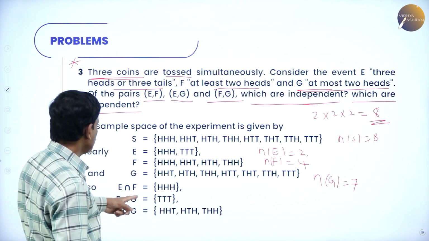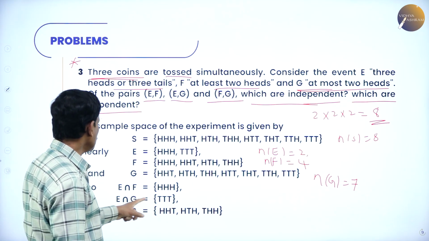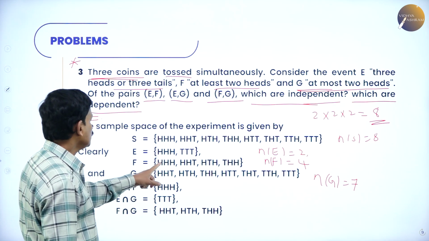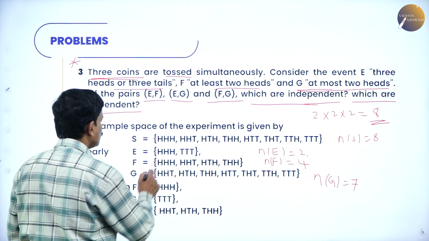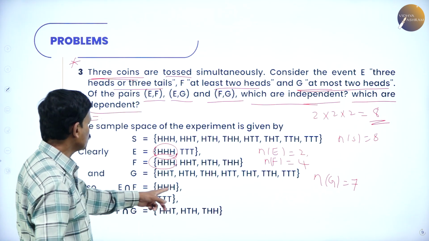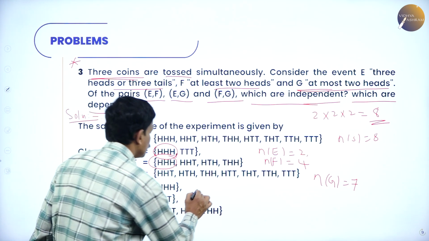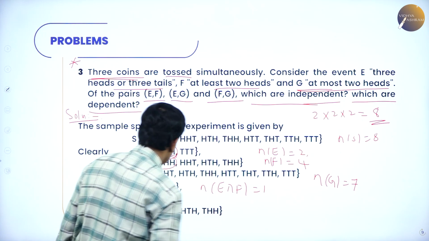What is common in E and F? E contains HHH and TTT, and F contains HHH, HTT, HTH. So the common element in these two is HHH. So E intersection F is equal to HHH. Therefore, N of E intersection F is equal to 1.